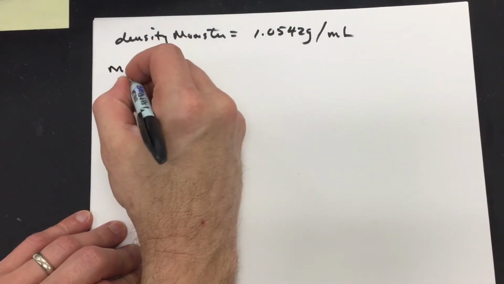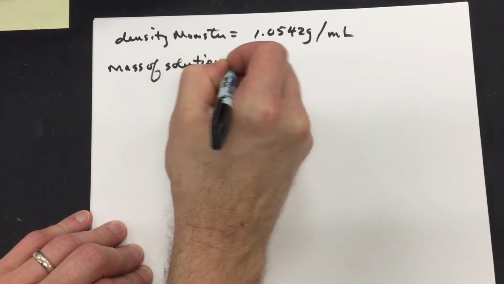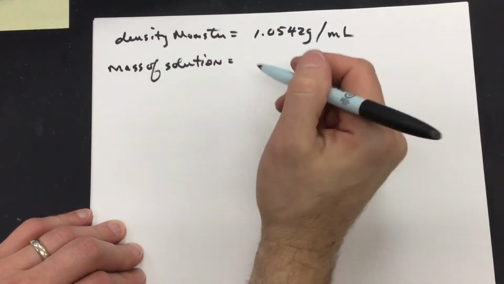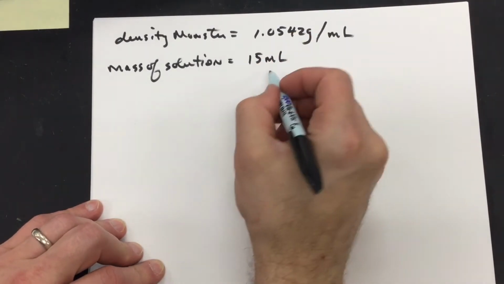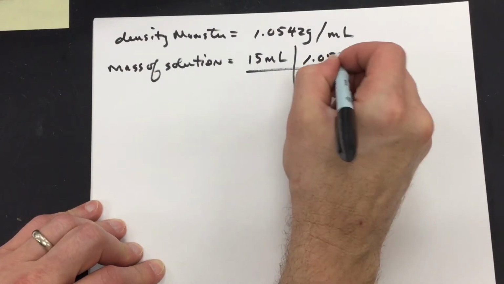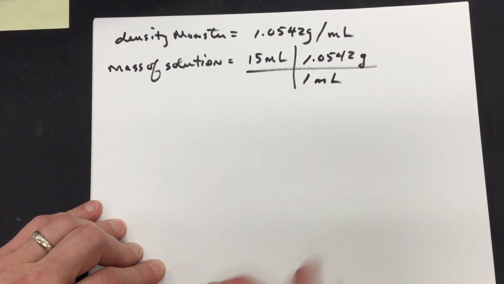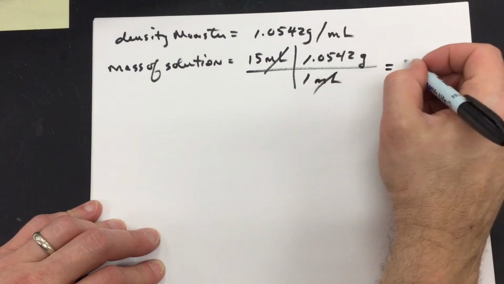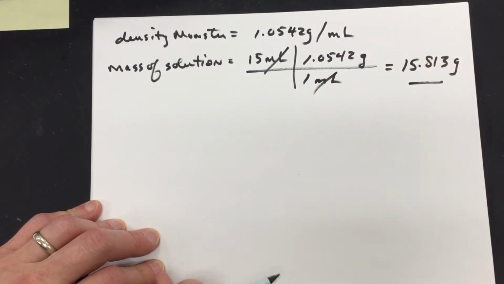I want to find the mass of solution. That is the mass of the monster drink. So if you have a 15 ml sample, you might be different. Maybe you chose 10. So I can do a little dimensional analysis, 1.0542 grams for every 1 milliliter. When I multiply that out, I get 15.813 grams. Okay, so that's the mass of the solution.